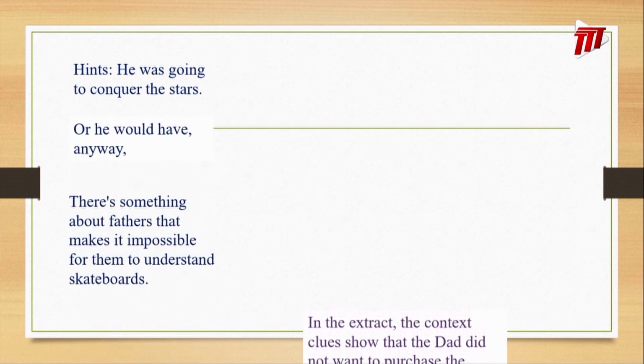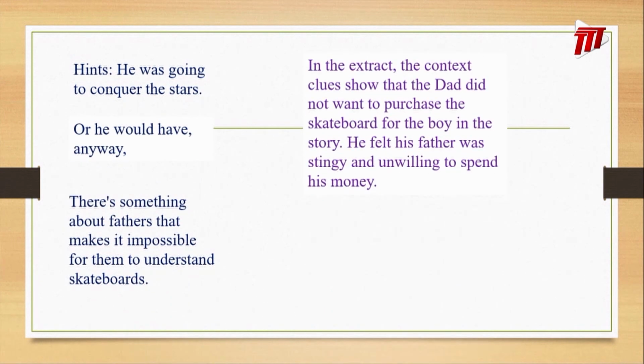It means that his dad is a bit of a stingy character and doesn't want to get the skateboard for him. So the hints are he was going to conquer the stars, or he would have anyway, meaning that he didn't get to conquer anything. There's something about fathers that makes it impossible for them to understand skateboards. So you understand that his dad didn't comprehend why he wanted a skateboard in the first place. And in the extract, the context clue shows that the dad didn't want to purchase the skateboard for the boy in the story. He felt his father was stingy and unwilling to spend his money, the meaning of cheapskate.